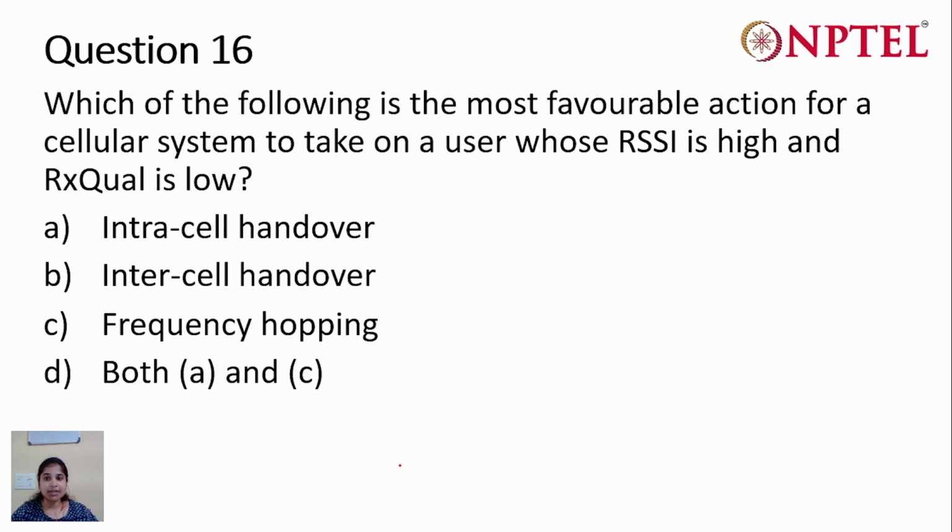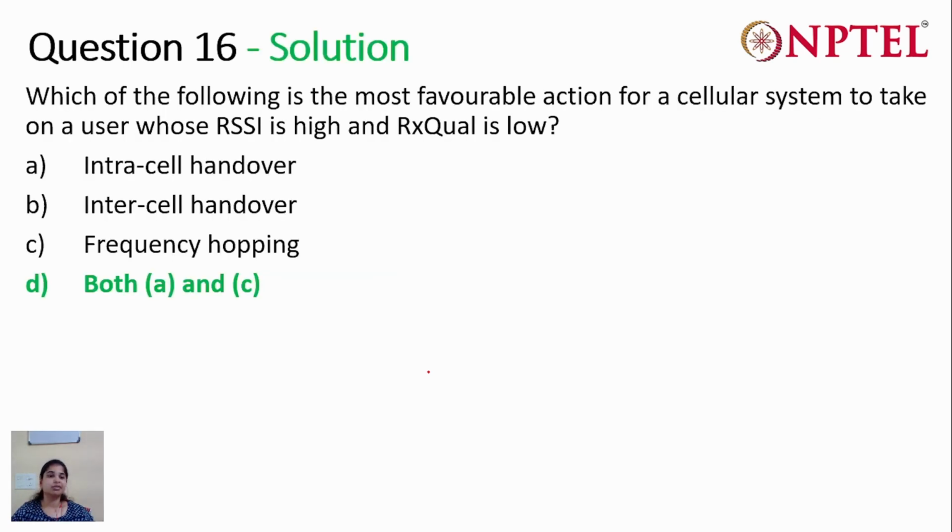Which of the following is the most favorable action for a cellular system to take on a user whose RSSI is high and receive quality is low? The user is having good received signal strength, but the quality is low. What should we do for such a user? Quality is low.